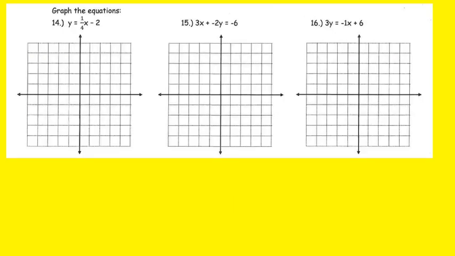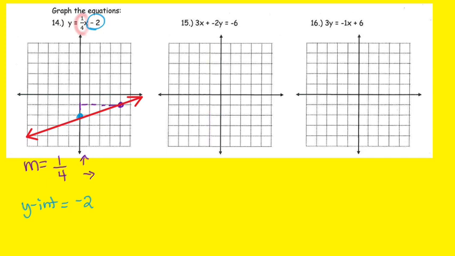Now we're graphing equations. On 14, it's written in y equals mx plus b. So we know our slope means that we're going to rise 1 and run 4. And our slope is first started by the y-intercept. So we find the y-intercept of negative 2, then I rise 1 and I run 4. And I draw my line and I include my arrows using a ruler.